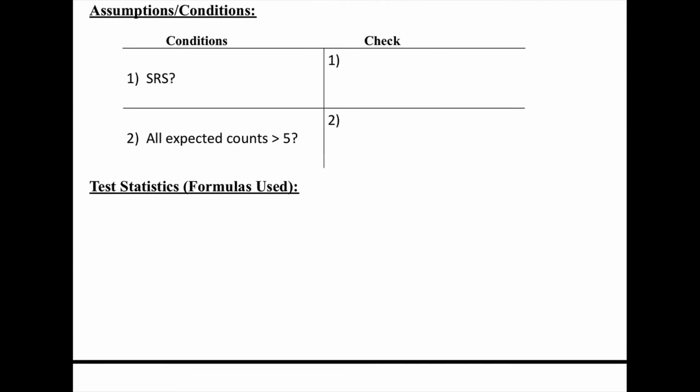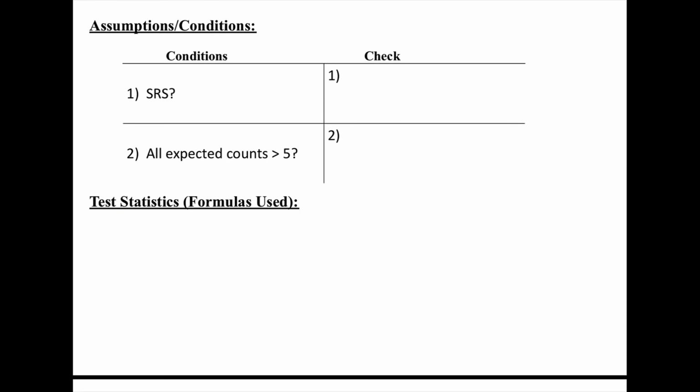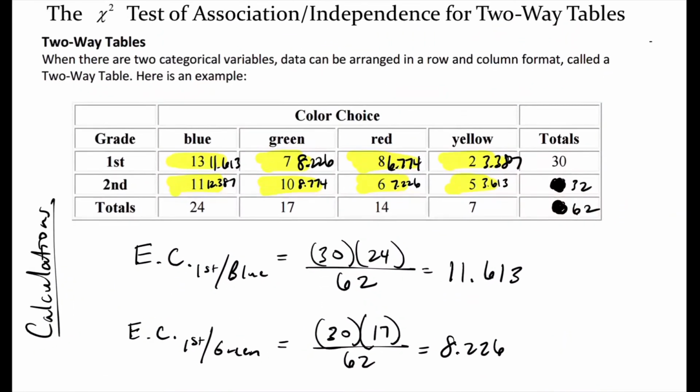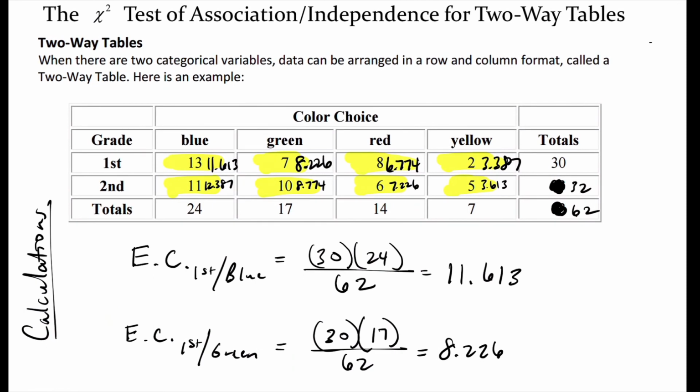Assumptions, conditions. I narrowed it down to 2 this time because we talked about yesterday 2 and 3. If it passes 2, then 3 is okay. If it doesn't pass 2, we got to include 3. So SRS. When we're talking about an SRS, what are we talking about? A simple random sample of what?